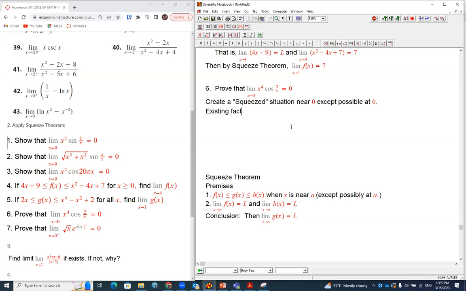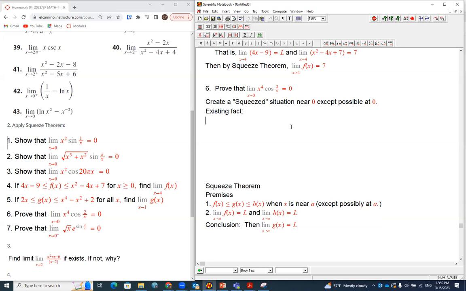We have learned a lot of existing facts in algebra. One of them is that cosine of anything is between -1 and +1. That's the range of the cosine function. You learned that in trigonometry.